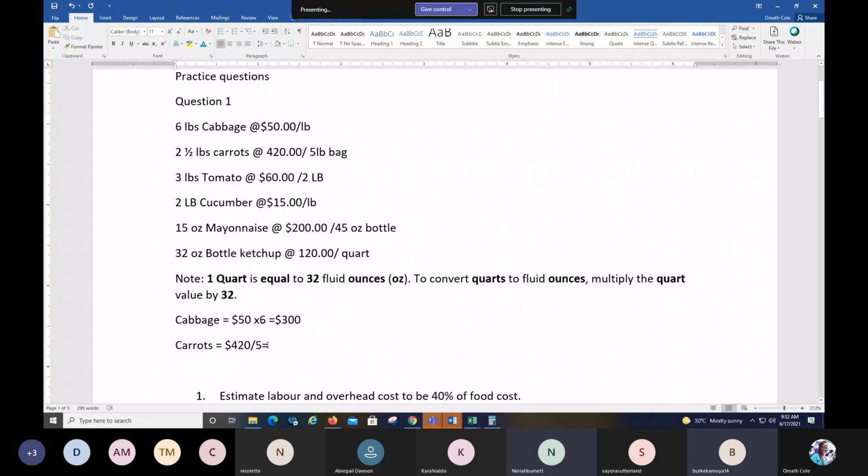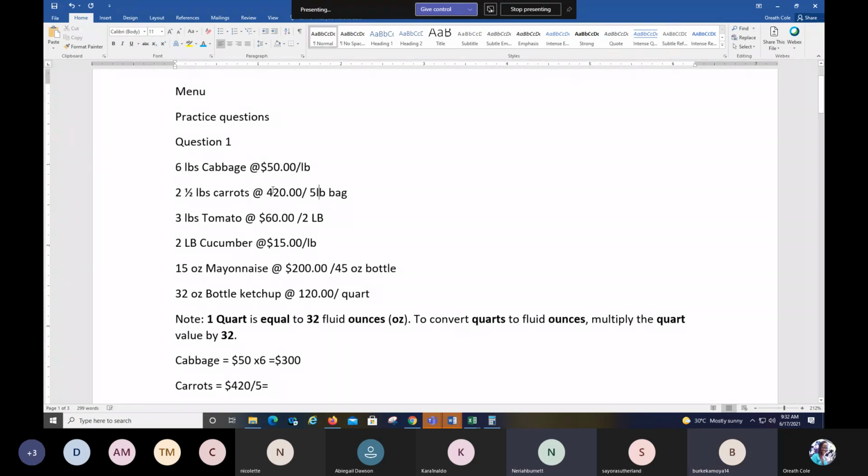Miss, can I ask a question? Why do you divide by 5, Miss? Why divide the 420 by 5? Because they buy it in a 5-pound bag. That means a 5-pound bag costs $420, right? But we want to find the cost for 2.5 pounds. So what we have to do is calculate the cost for 1 pound of carrot first, and then we'll be able to calculate how much for the 2.5 pounds.